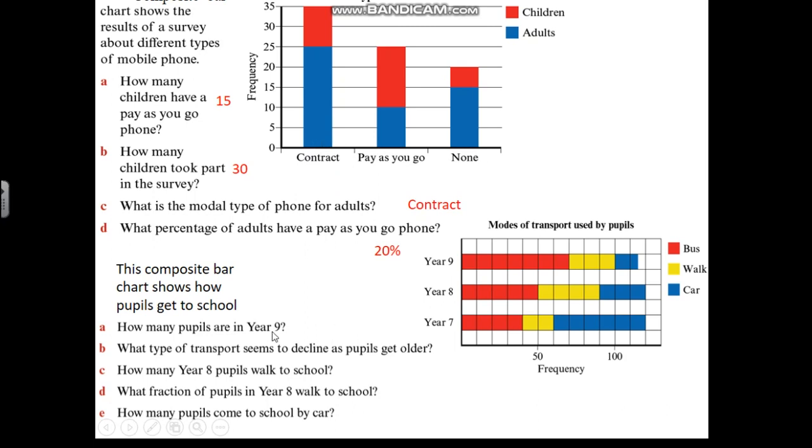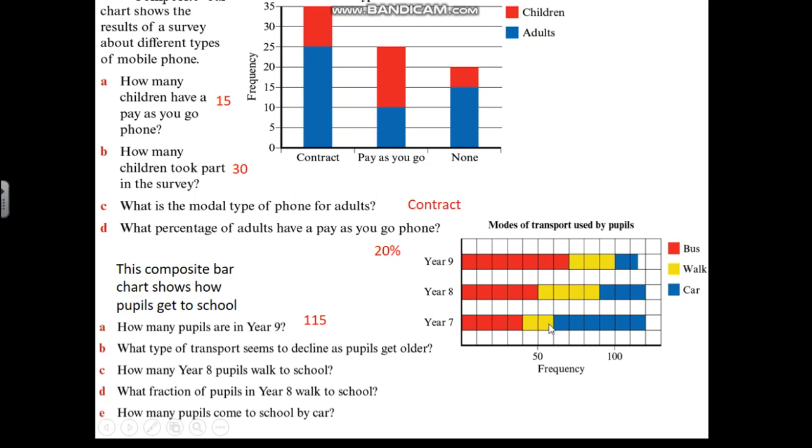Okay? So, first question, how many pupils in year 9? Well, here's year 9. My scale says that we're going up in tens. So if we go up to here, that's 100, 110. The most accurate I can make that is 115. So I'm going to say there's 115 in year 9. What type of transport seems to decline as pupils get older? So getting older goes from year 7 to year 9, so we're going in that direction. So if we look at the red, bus seems to get more popular.